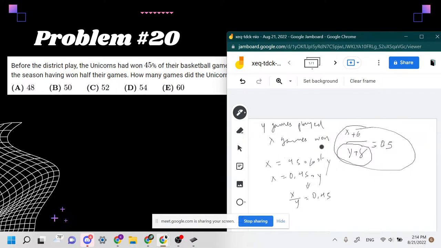Here you can't actually solve it straight up. You need another equation to solve this equation, and that's called a system of equations. This is the other equation we were given before they went to the district play. To put this in a better format, we should just use this one. Because we're given what x is, it's 0.45 times y, we can just substitute x in the original equation. That's two variables, so we can reduce it to one variable. And now all of a sudden it looks a lot easier to solve.